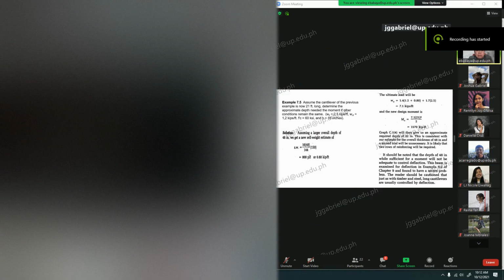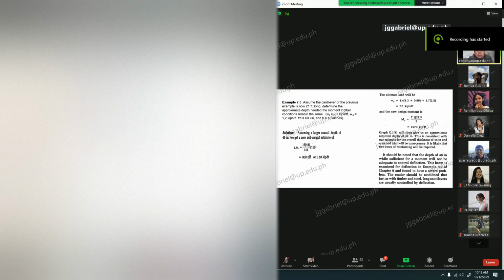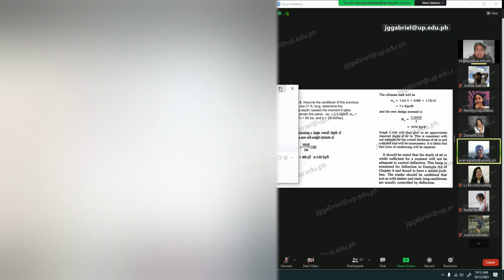Assume the cantilever of the previous example, whose length was 14 feet. This time, it's 21 feet long. And it says determine the approximate depth needed when the moment, if other conditions remain the same. Okay, so it says remain the same. Live load is 2.5 kips per foot. And then dead load is 1.2 kips per foot. F prime C still is 60,000 pounds per square inch or 60 KSI.